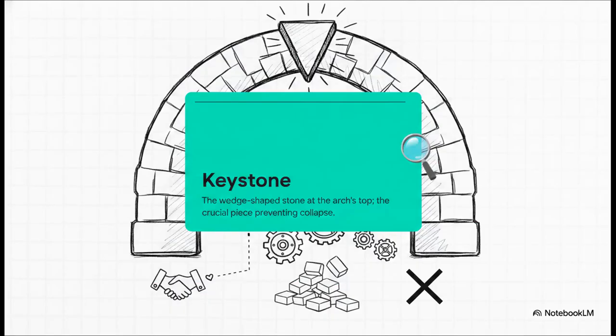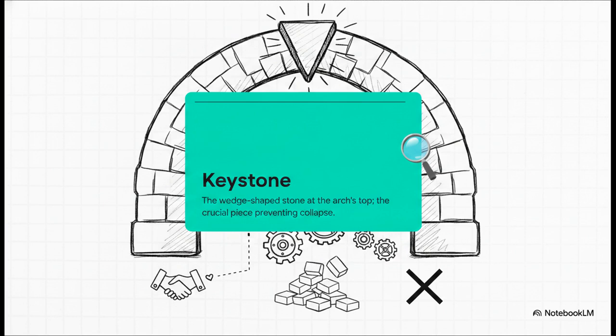That brings us to our next word, keystone. Think about a physical stone arch. The keystone is that single wedge-shaped rock placed right at the very top center. It's the final piece. If you pull that one stone out, the entire structure literally collapses instantly. That physical visual, that's your core image.